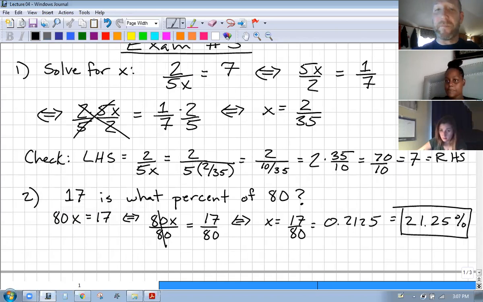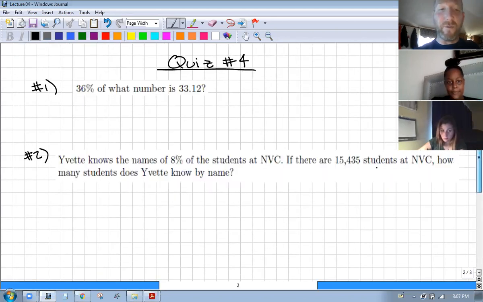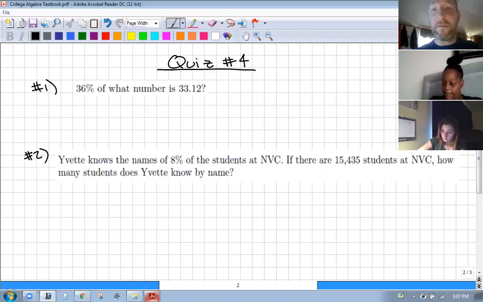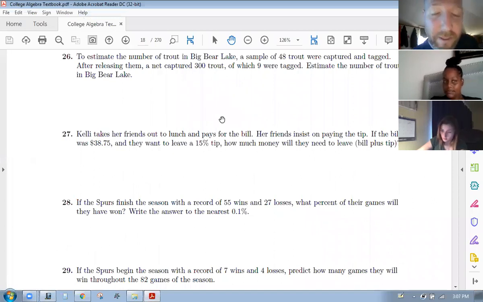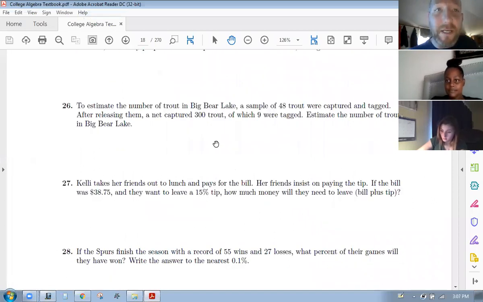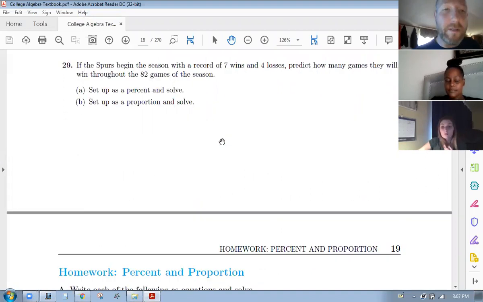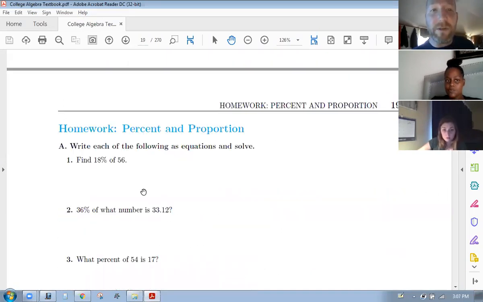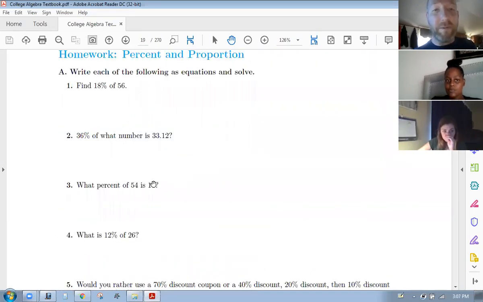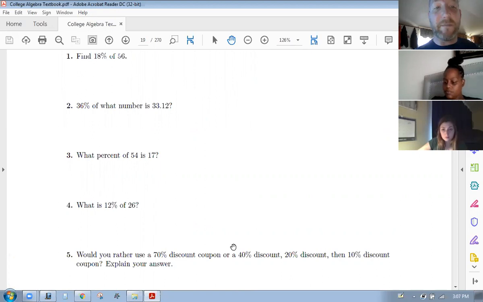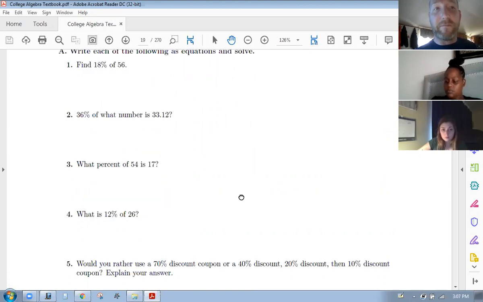Okay. So here's your quiz number 4. From here on out, I'm going to get the quiz and exam problems from the textbook. If you notice on page 19, there's a homework section. I'm going to be pulling all the exam and quiz problems from the homework section. So I recommend that you work these homework problems ahead of time. Okay.